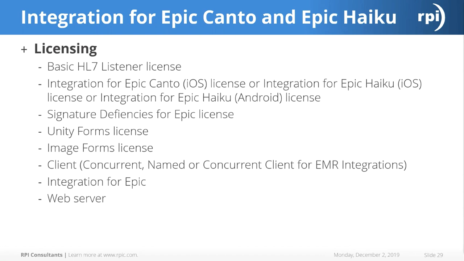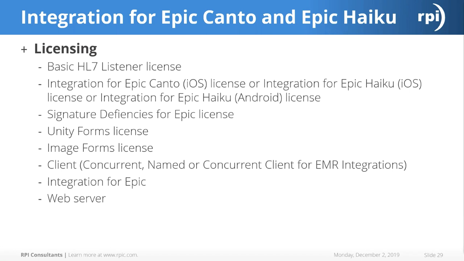And then lastly, the integration for Epic Canto and Epic Haiku. So this is a little bit different as far as the licensing goes. You still would need the HL7 listener and a web server and an integration for Epic. But as far as the other licenses, it really depends on what you're using. So if you're using Epic Canto on an iOS device, then you would need that license. If you're using Haiku on an iOS device, then you would need a license for that. And then if you're using Epic Haiku on an Android device, then you would need a license for that. So it really is going to depend on the Epic mobile application you're using and the type of device you're using.